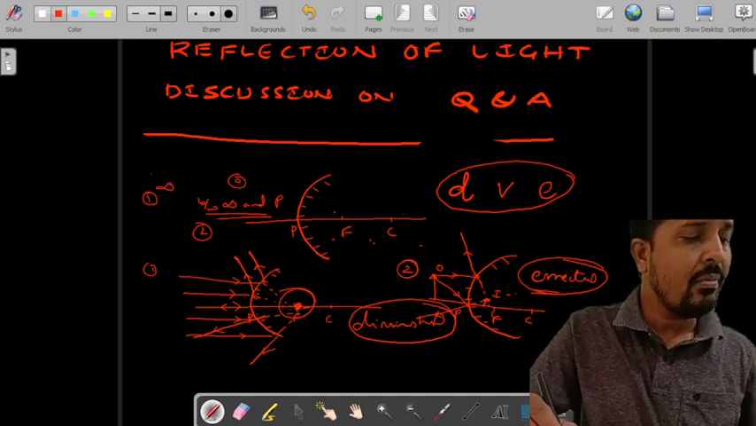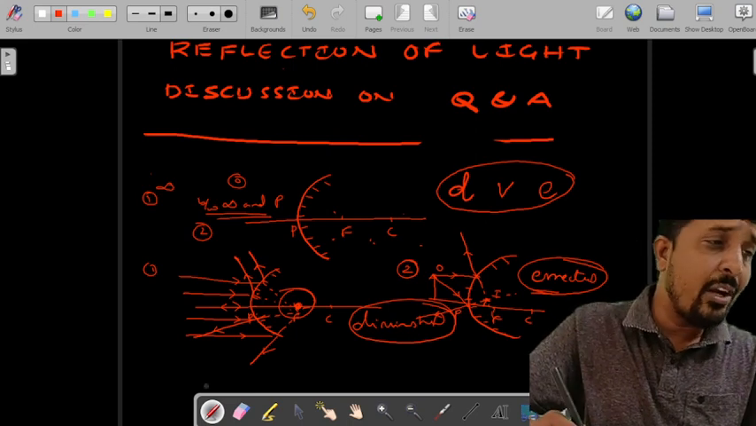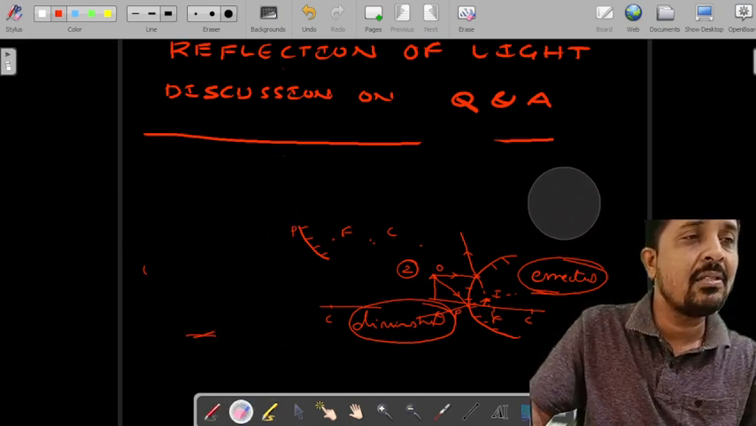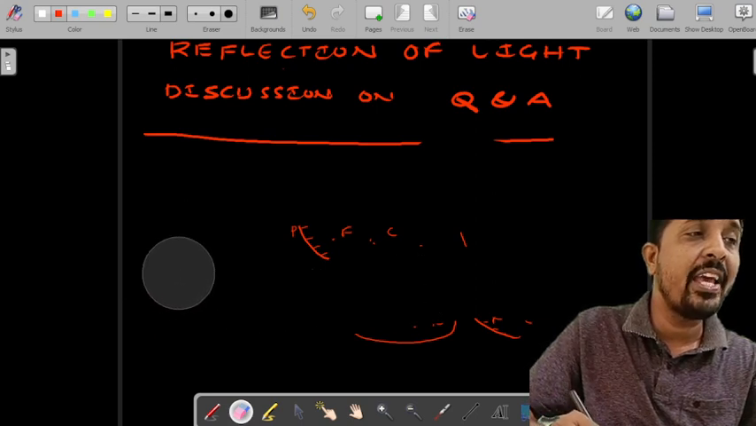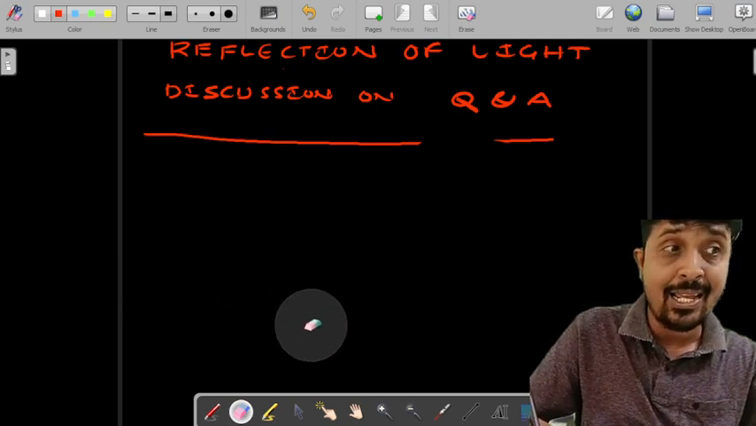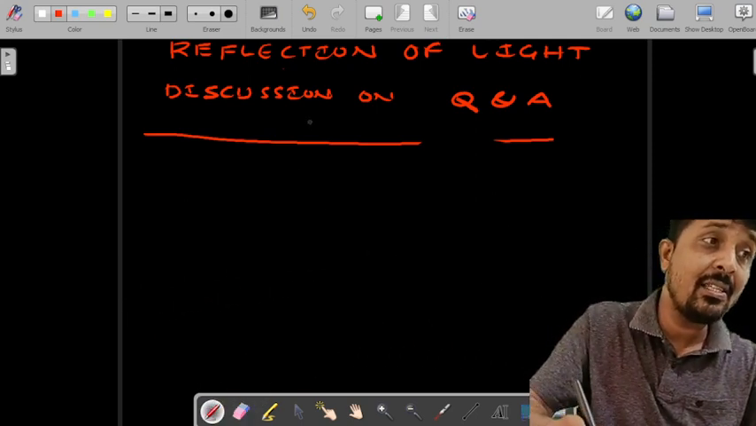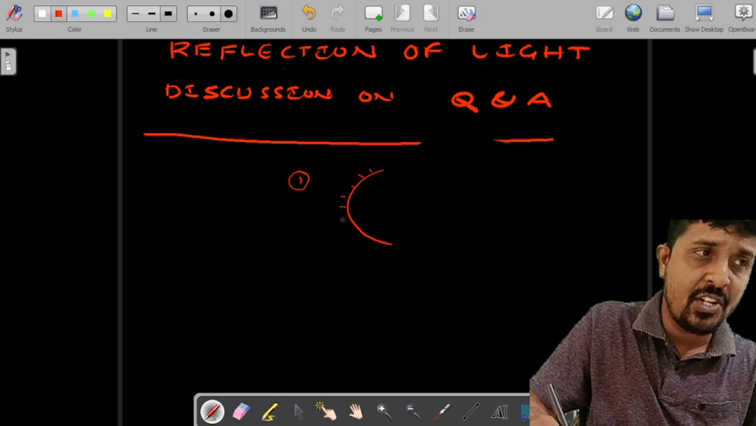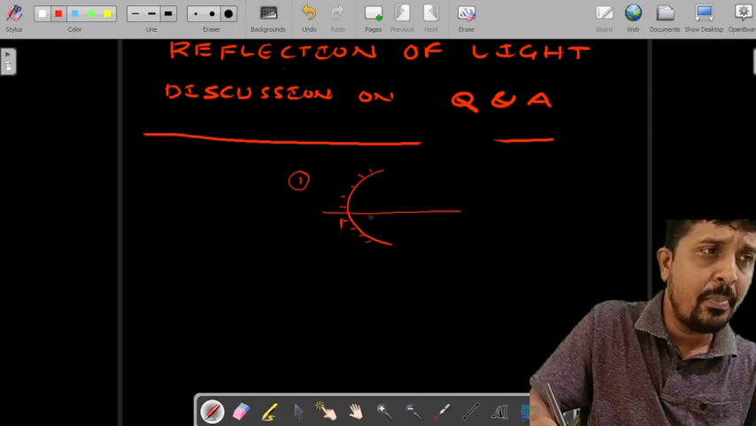Okay. Now we are going to understand what are the rules of drawing the ray diagrams. See, while we are going to draw the ray diagrams, we have to keep certain things in our brain. So what are the things? The first one is whatever the type of mirror it is. Let us take a concave mirror as an example. You know, this is P, F, C.